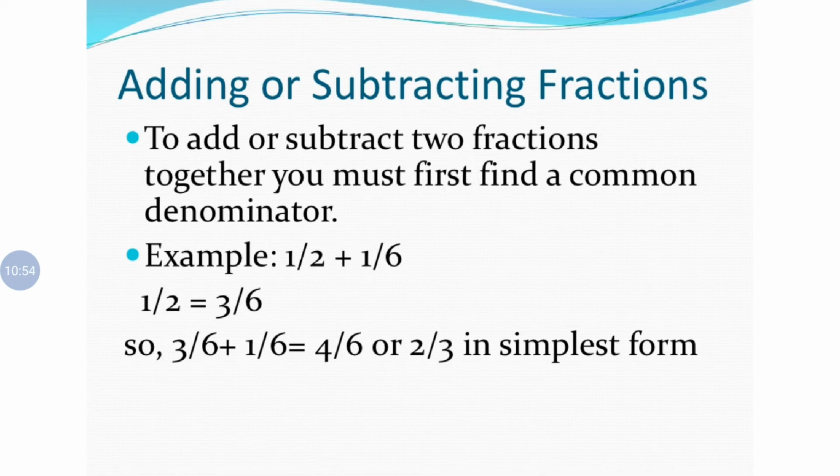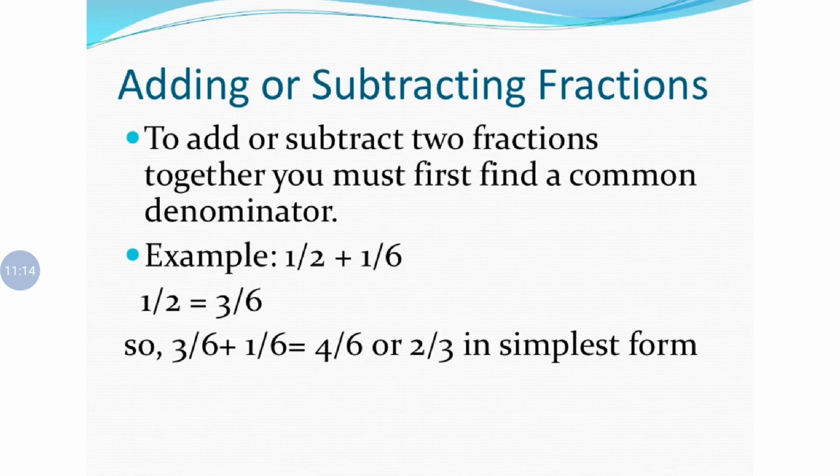First we find a common denominator. The fractions are 1 by 2 plus 1 by 6. So take the LCM of 2 and 6. The LCM of 2 comma 6 is 6.